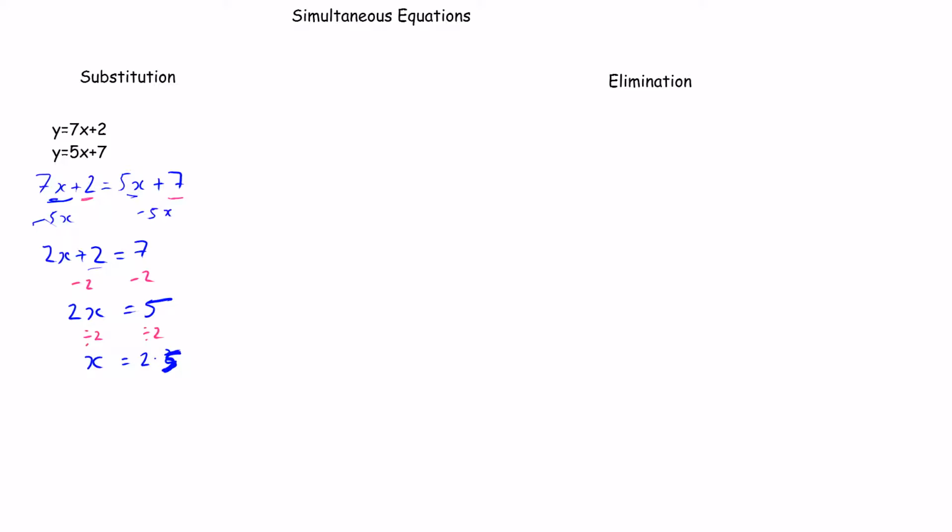Now, you might think we're done here, we've found out what x is, but going back to the original question, we want to find out what y and x are. So let's take the first equation, y equals 7x plus 2, and substitute in what x is. So y is equal to 7 lots of 2.5 plus 2. We can expand this bracket out, and that will give us y is equal to 12.5 plus 2.